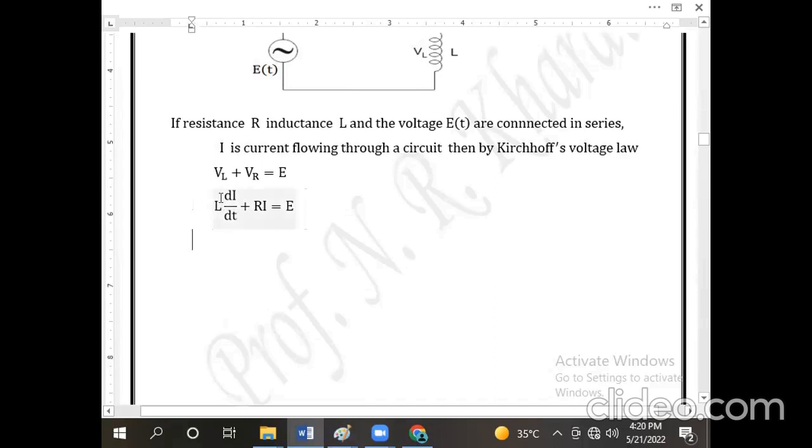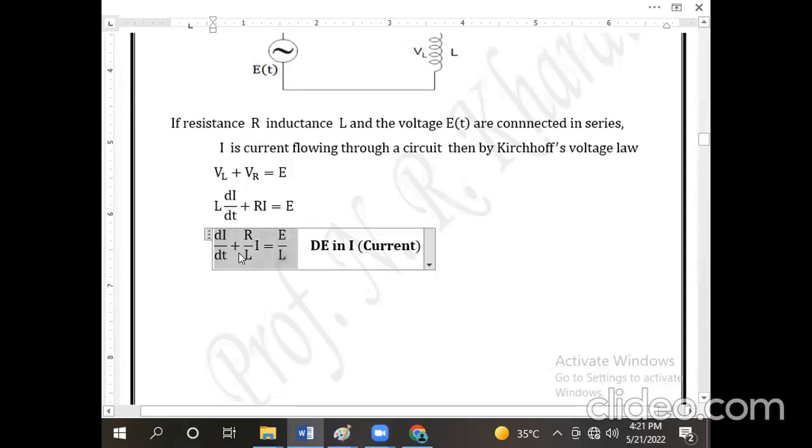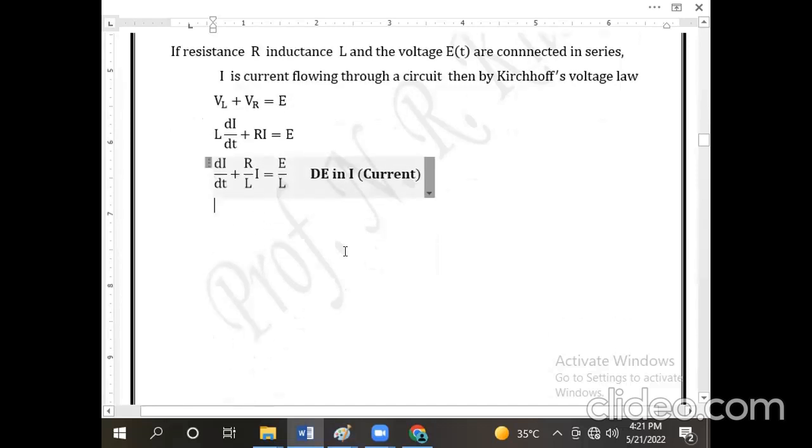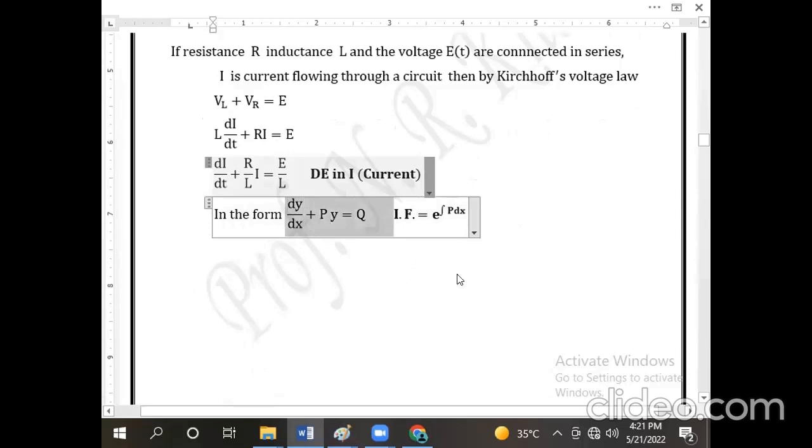We know that in a linear differential equation, the coefficient of the derivative term should be 1. Here the L is multiplied to di upon dt, so the entire differential equation is divided by L. So we get di upon dt plus R upon L times I is equal to E upon L. This is the differential equation in I, that is in current. When we compare this with the general form of the differential equation, dy by dx plus P y is equal to Q.